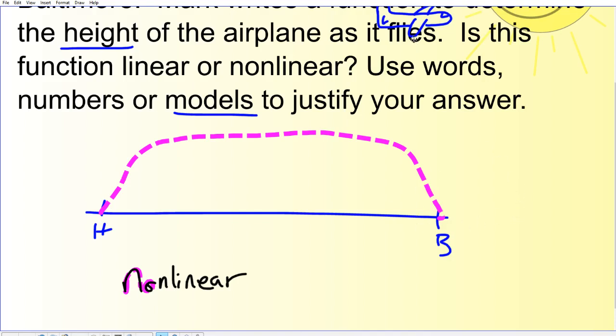And it's not going to go flat, because it's not just going to drive there. You might as well drive yourself. So this is a non-linear height. The height goes up, the height goes down. And there's my model to justify. You can use words if you wanted to write a sentence explaining this. You could as well.